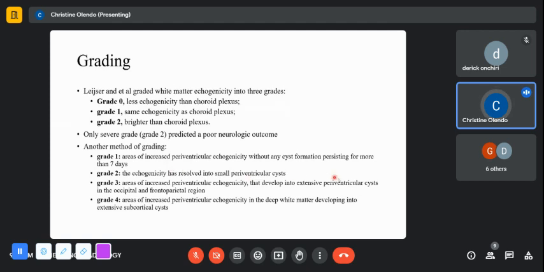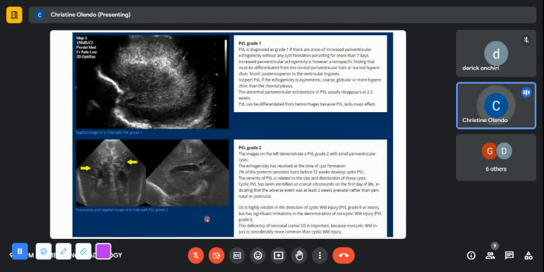Let's just say it becomes extensive in the occipital and the frontoparietal region. And then in grade 4, the areas of increased periventricular echogenicity in the deep white matter develop into extensive subcortical cysts. So we'll go through the grades.